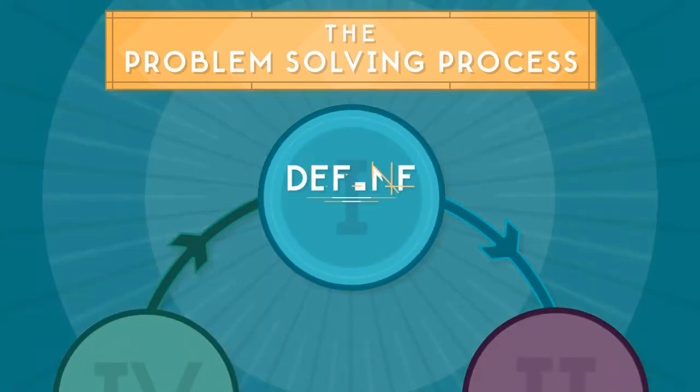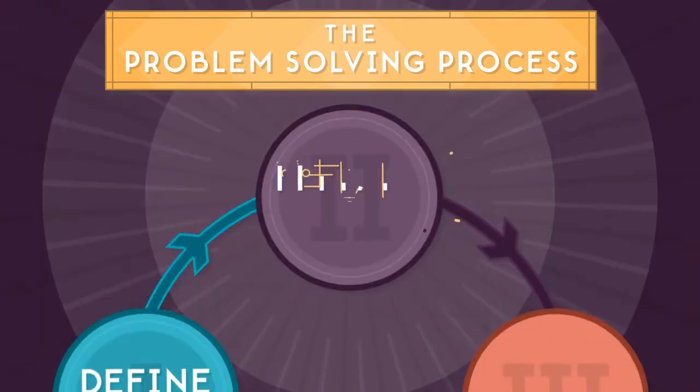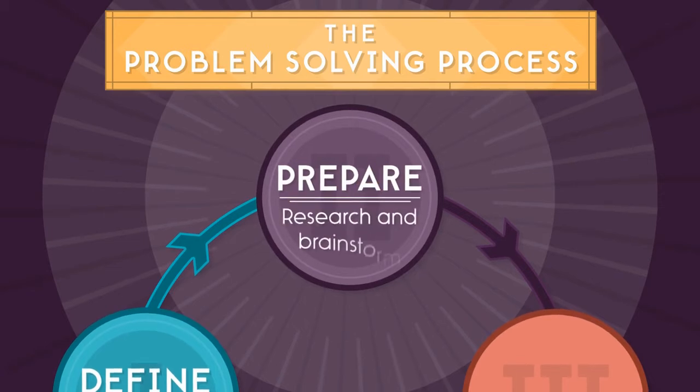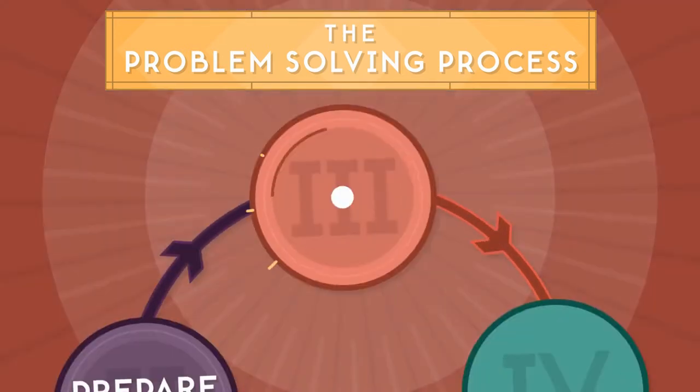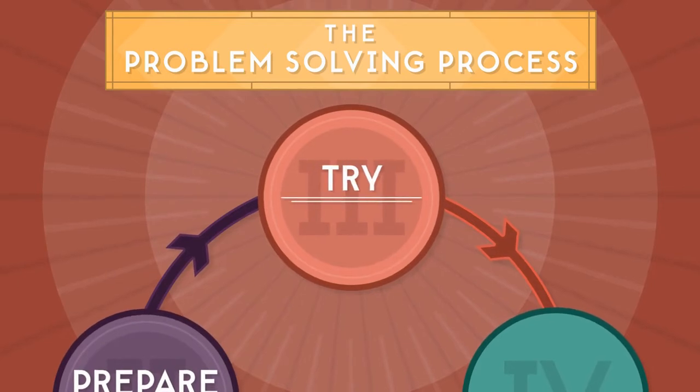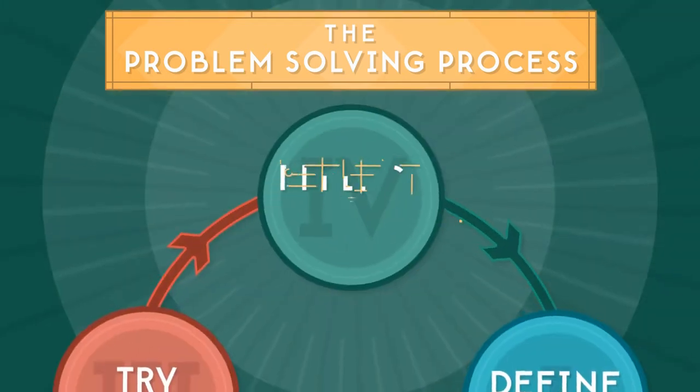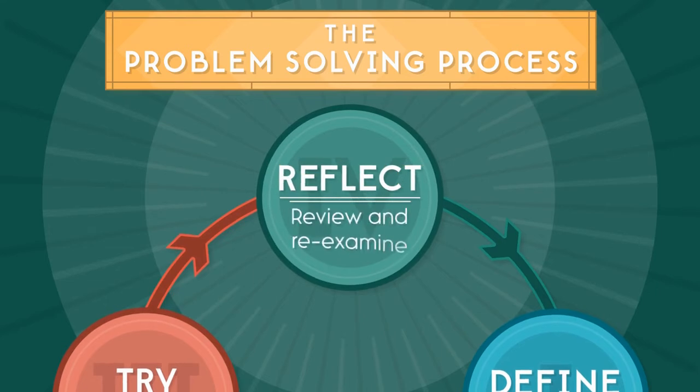1. Define. Identify the problem. 2. Prepare. Research previous solutions and brainstorm new ones. 3. Try. Put a plan into action and test to see what works. And 4. Reflect. Review what worked and what didn't, and how you might change your approach in the future.